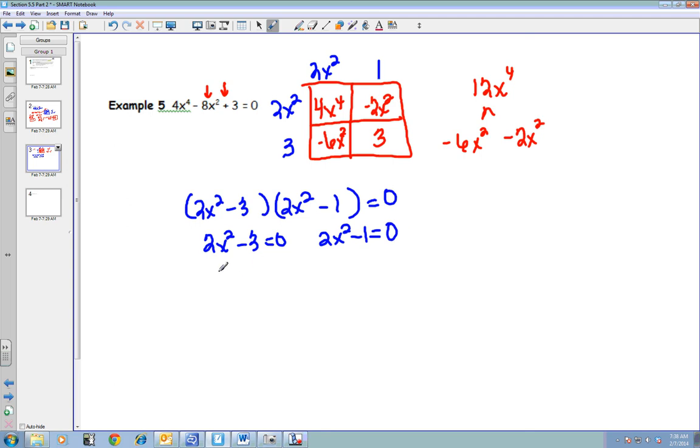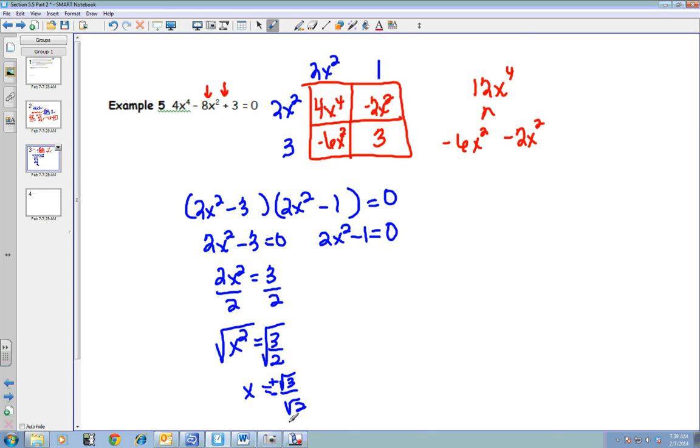So when I solve this one, I get 2x squared equals 3. Divide by 2, and I get x squared equals 3 halves. Take the square root of both sides, and I get x equals the square root of 3 over the square root of 2, and there's a plus or minus out in front.